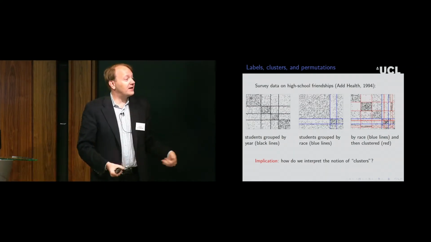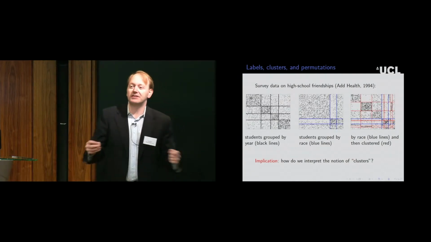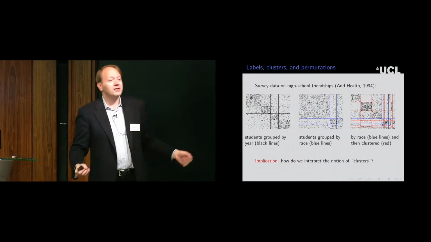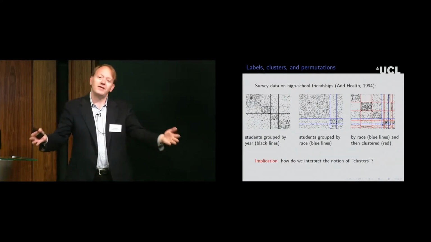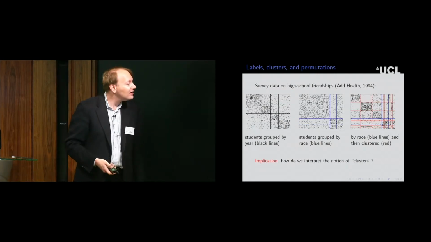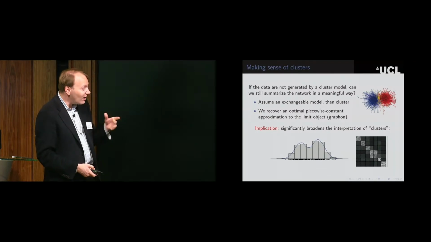In this data set, I don't have geography, but I bet if I organized by geography, you would see that students that live closer together are more likely to report friendships, or students that previously went to the same feeder school are probably more likely to self-report friendships, et cetera, et cetera. So how do we interpret the notion of clusters in this setting?